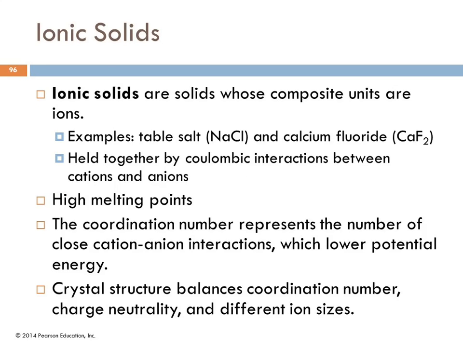Ionic solids. Ionic solids form crystalline solids, and their coordination number represents the number of close cation-anion interactions. The higher the coordination number, the lower the potential energy, and the stronger it is. The crystal structure that we see in ionic solids is going to be a balance between coordination number, charge neutrality, and different ion sizes.